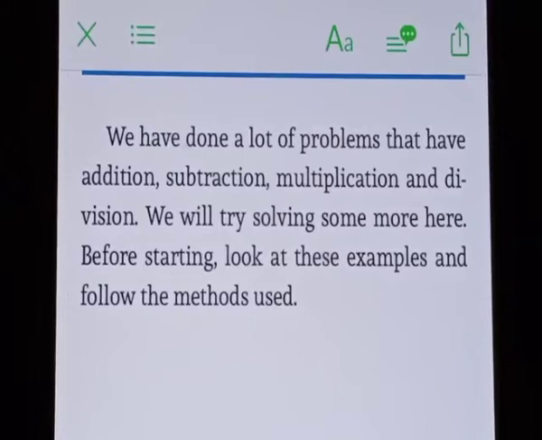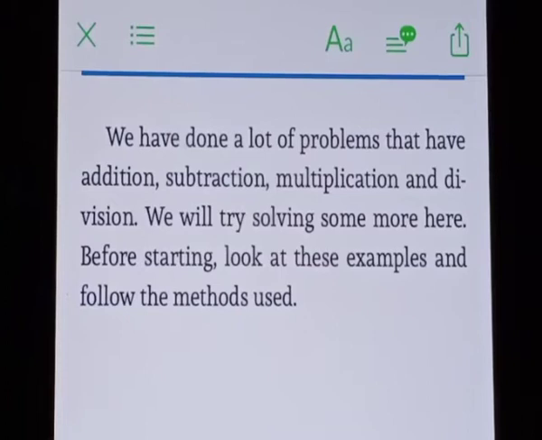So today's topic is addition, subtraction, multiplication and division. We are going to study word problems based on these operations. We have done a lot of problems with these operations, so we will try to solve some more here. Before starting, look at this example and follow the method used.